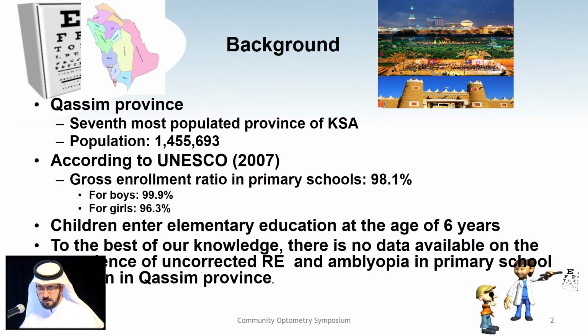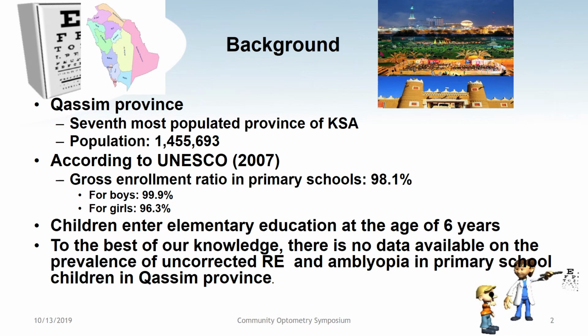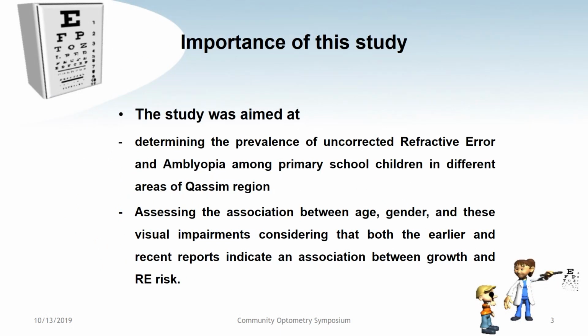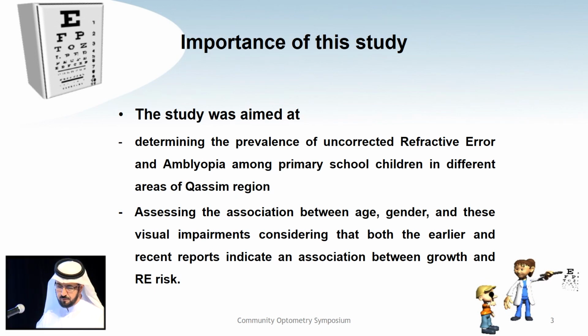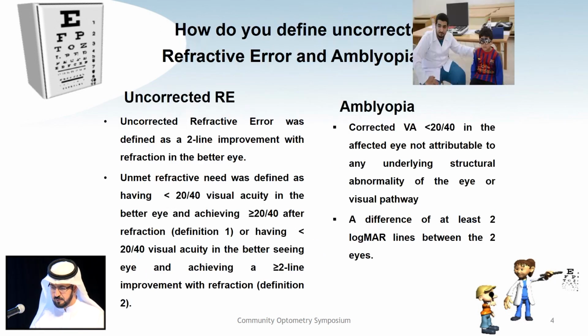To the best of our knowledge at that time, there is no data available on the prevalence of uncorrected refractive error and amblyopia in primary children in Qassim region. So that's why we did the study, and our study aimed to determine the prevalence of uncorrected refractive error and amblyopia among primary school children in different areas of Qassim region, assessing the association between age and gender and these visual impairments, considering both the area, as recent reports indicated an association between growth and risk factors of refractive errors.